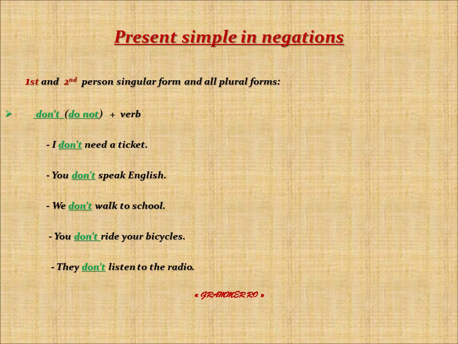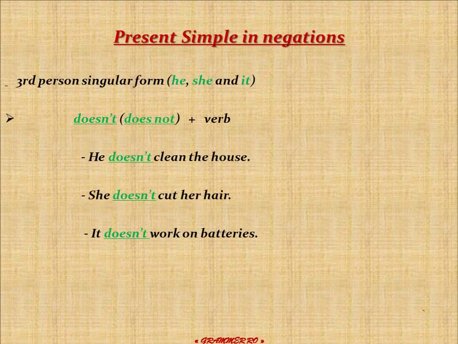But for the third person singular form, he, she, and it, we put doesn't or does not plus the verb. For example, he doesn't clean the house. She doesn't cut her hair. It doesn't work on batteries.